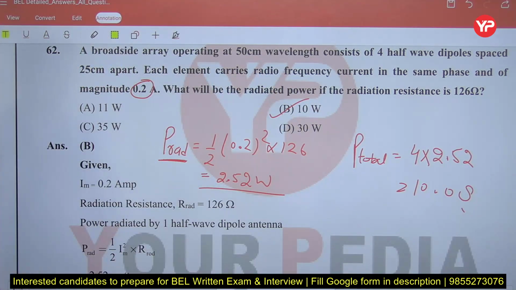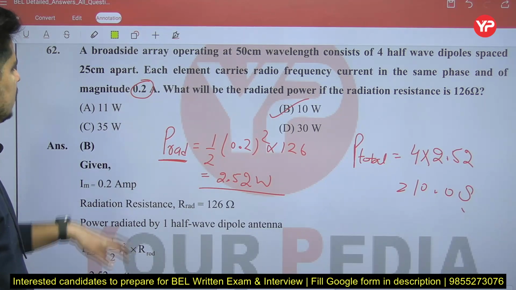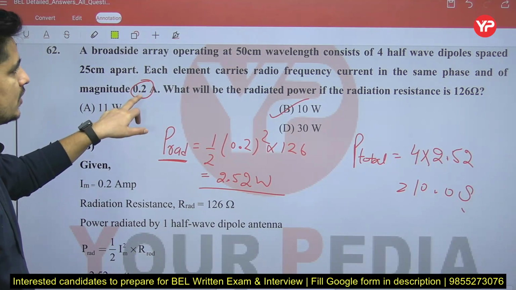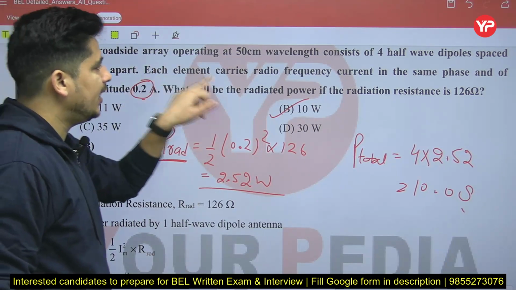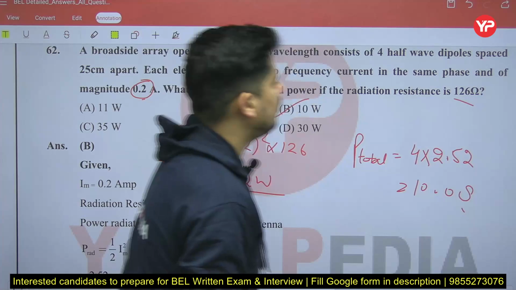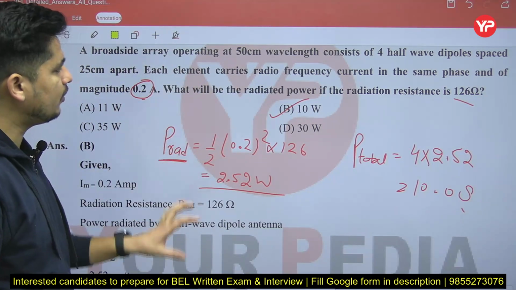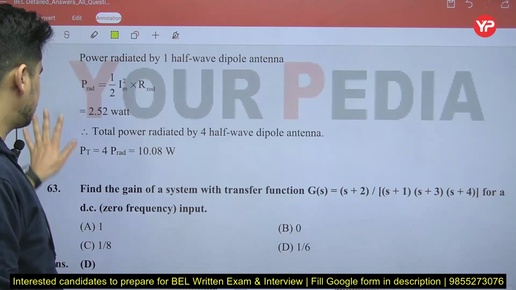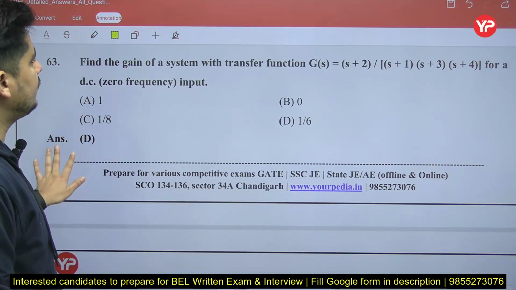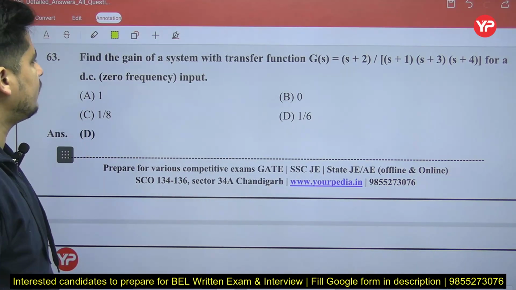So if you come across this type of question, you can directly solve it like this, because it is given to you that the elements have the same phase and a current of 0.2. So one antenna has this much current and the radiation resistance of one antenna is 126. So we can directly calculate the radiated power of one antenna and we can calculate the radiated power of a group of antennas.